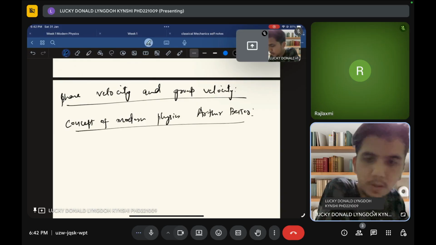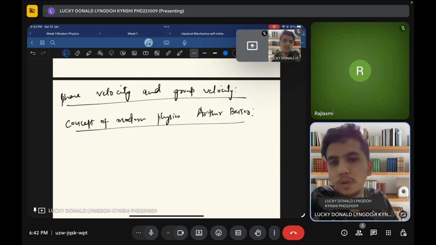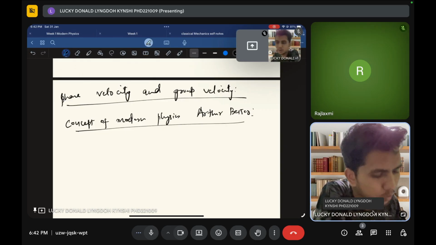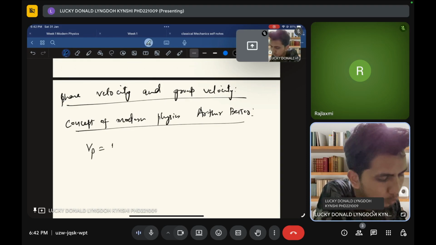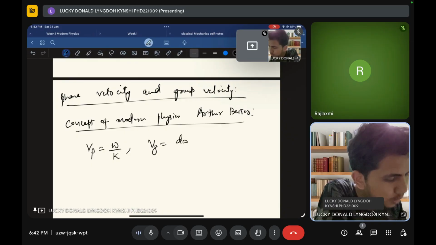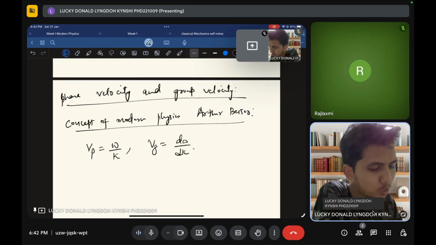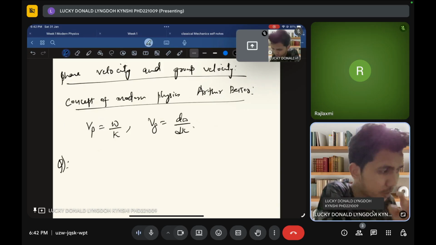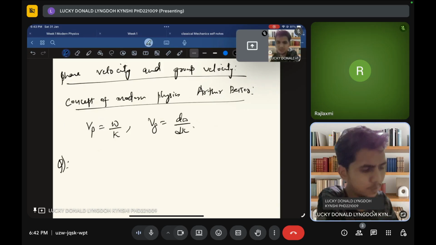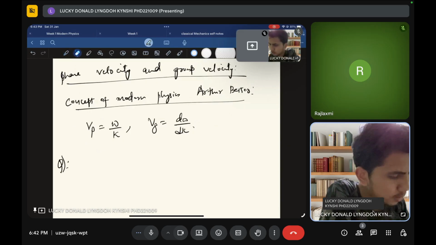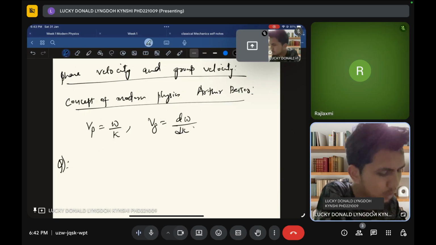There is the topic of phase velocity and group velocity, in which you can write phase velocity is equal to omega by k, and group velocity is equal to d omega by dk. The question from your assignment is pretty straightforward.